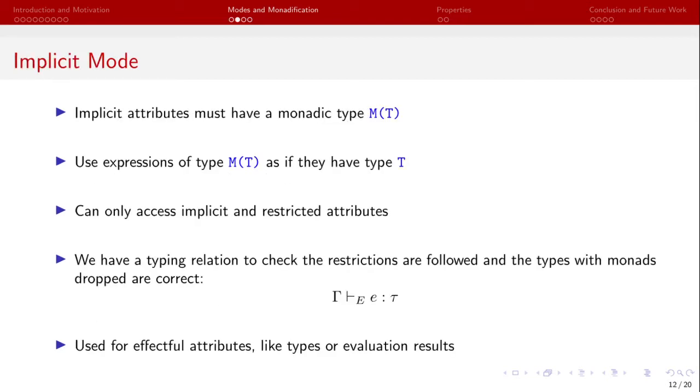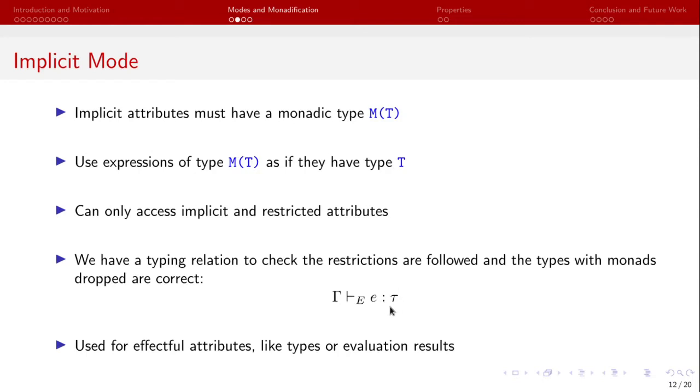All implicit attributes must have a monadic type. That's the purpose of implicit attributes. In implicit attributes, we can use monads implicitly, meaning we can use them as the type inside the monad. We can also only access implicit and restricted attributes, not unrestricted attributes. We have a typing relation to check that these restrictions are followed and that our implicit monad uses are valid, where gamma is a typing context, E is an expression, and tau is a type.